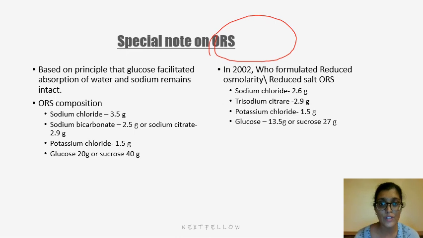So, reduced osmolarity ORS, or reduced salt ORS: sodium chloride is 2.6 gram, trisodium citrate is 2.9 gram, potassium chloride is 1.5 gram, glucose is 13.5 gram, or sucrose is 27 gram. Right, this whole composition you should know.